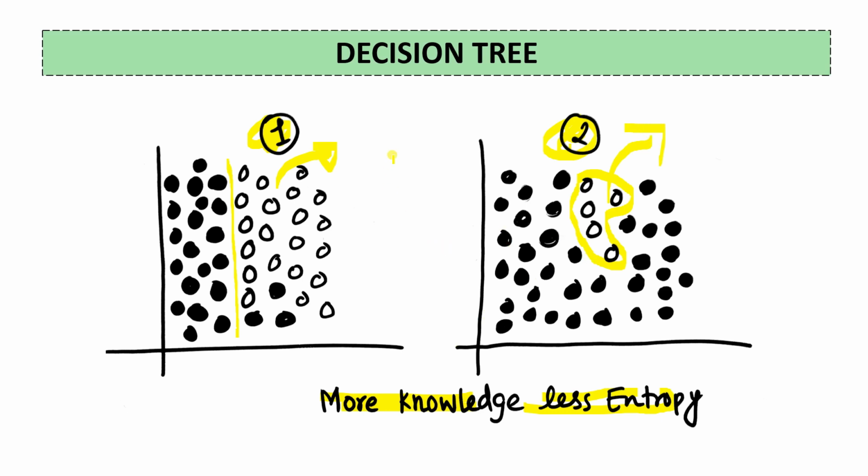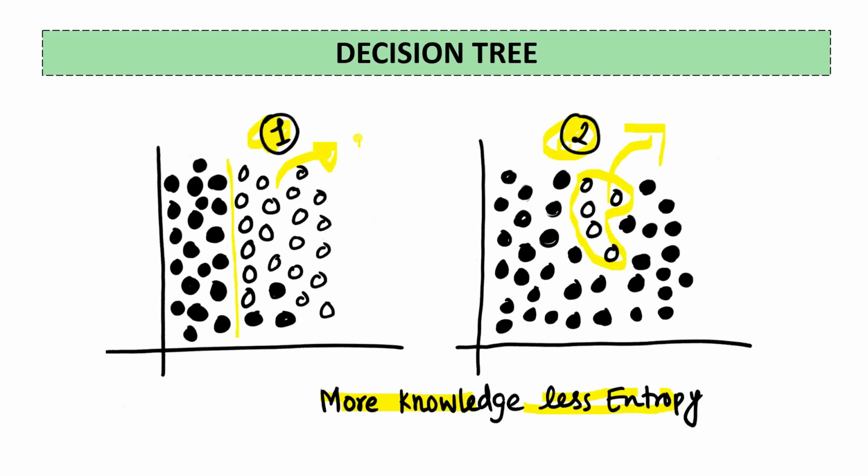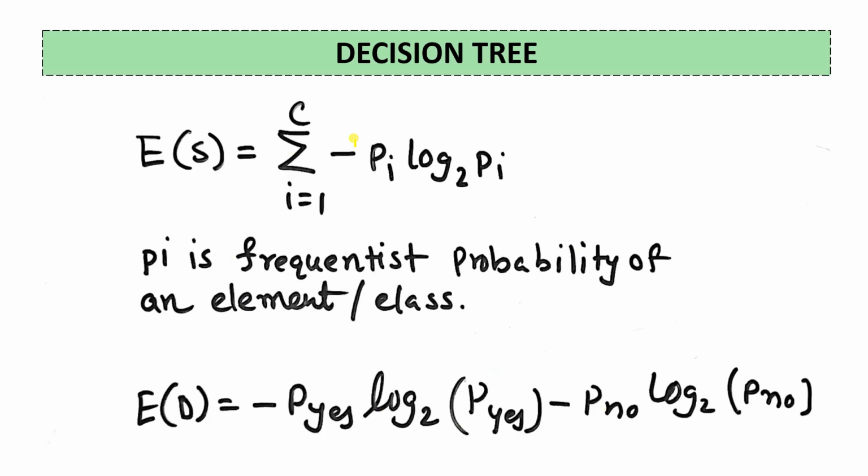Okay, let's check the equation for the entropy so that we can also calculate it in the form of equations. This is the formula for entropy that you can see. E(S) is equal to minus the summation of p_i log base 2 of p_i, where i starts from 0 to c. Here p is the frequentist probability of an element or the class, that is, the target class.